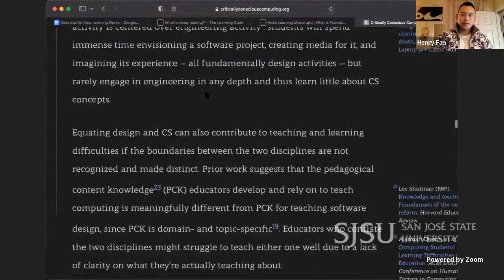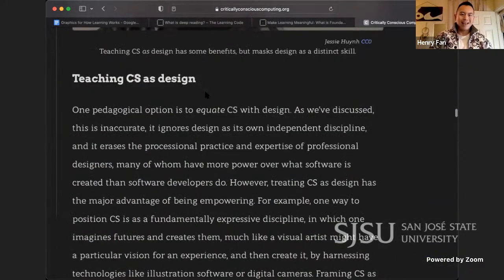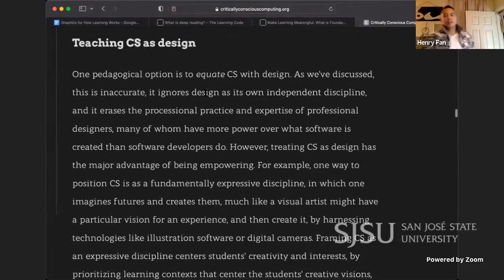Teaching CS and design as design. One pedagogical option is to equate CS with design. As we discussed, this is inaccurate. It ignores design as its own independent discipline, and it erases the professional practice and expertise of professional designers, many of whom have more power over what software is created than software developers do.